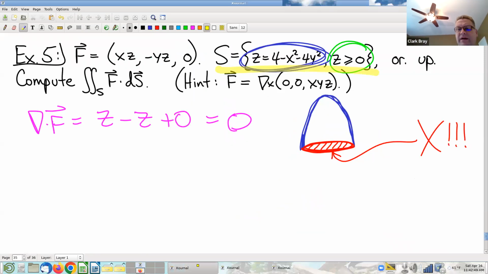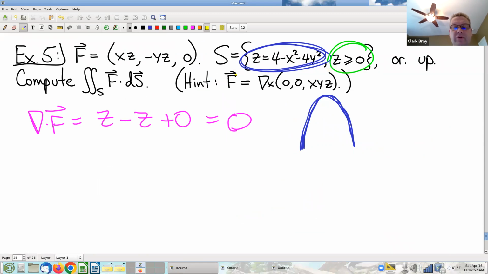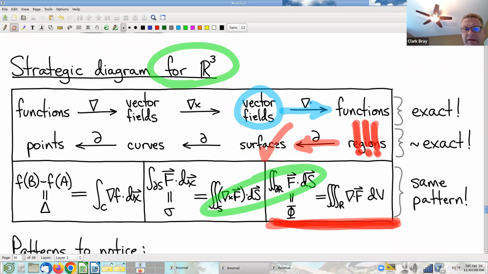Okay, so back to the actual question here, and we have this surface, and divergence is 0. What do we do with divergence being 0? We definitely don't use the divergence theorem, right? This is not a closed surface. So what do we do? And come back over here to the diagram.